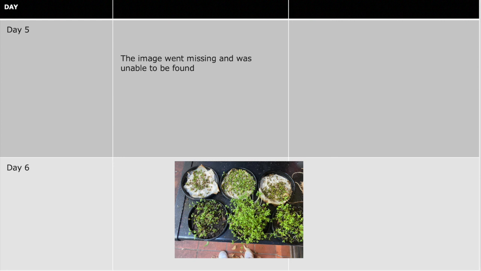Unfortunately, day 5's photograph was lost. However, there was a lot of growth in the sprouts in the soil due to an increase of sunlight, as it was a particularly sunny day. Day 6 continued to grow and sprout significantly in those in the soil.